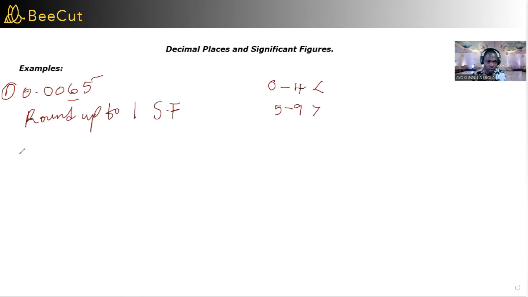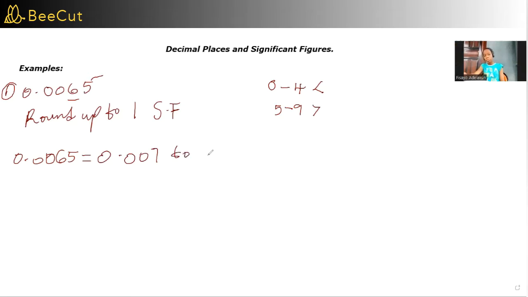So 0.0065 now becomes 0.007 when rounded to one significant figure. That is it. Because you can't say 0, you say significant figure. 0 is not a significant figure.